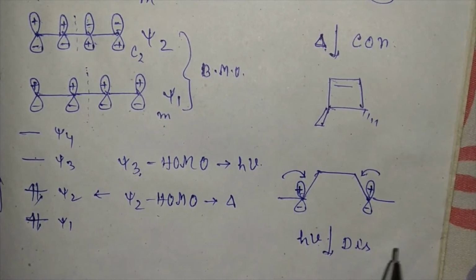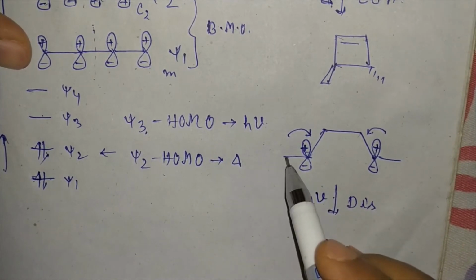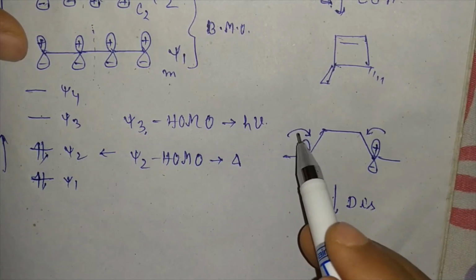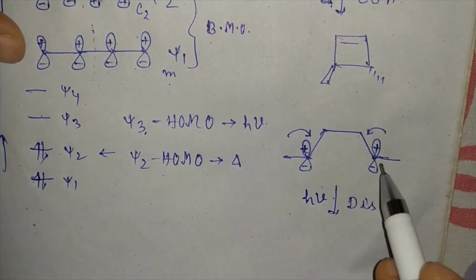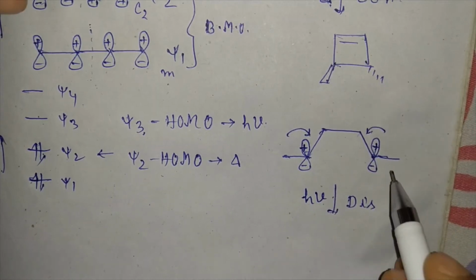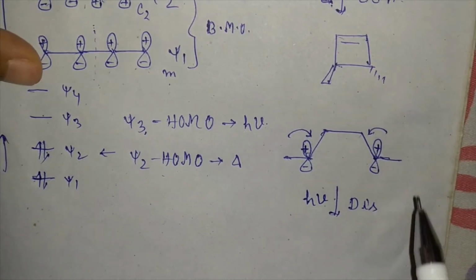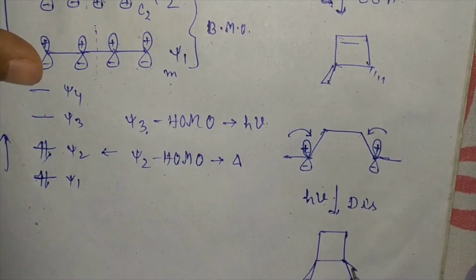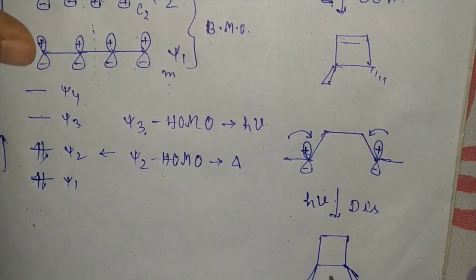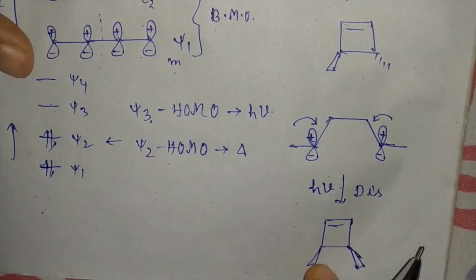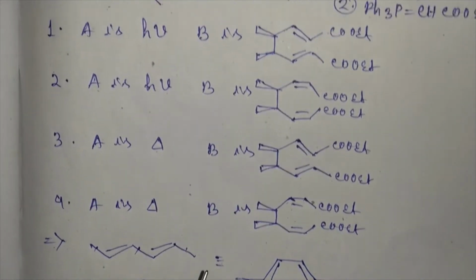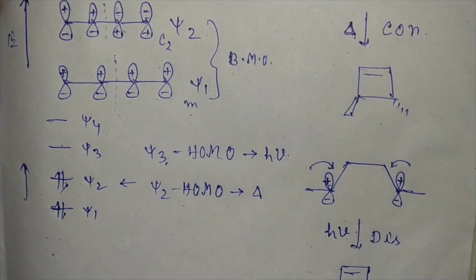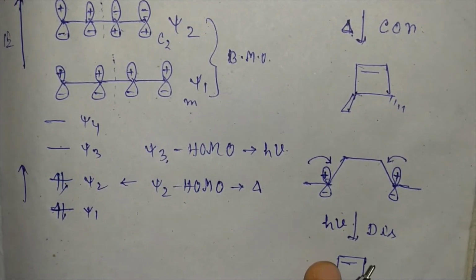It is happening in photochemical condition. In this case, if we rotate this orbital in this direction, this methyl group will go above the plane, whereas here if we rotate this in anti-clockwise direction, then this methyl group will go above the plane. So the product will be this. So this is the product given in the question. So the condition must be the photochemical condition, so A will be H nu.